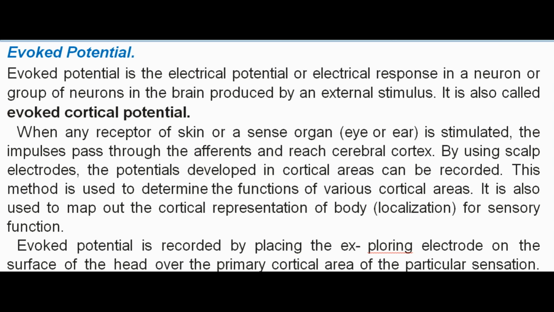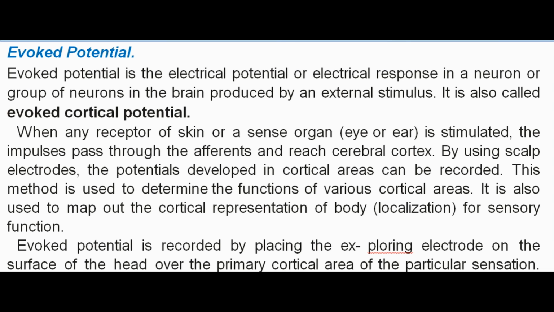By using scalp electrodes, the potentials developed in cortical areas can be recorded. This method is used to determine the functions of various cortical areas. It is also used to map out the cortical representation of body, localization, for sensory function.